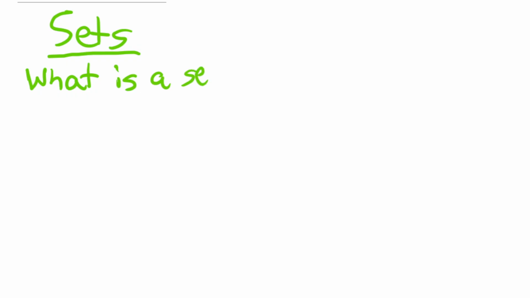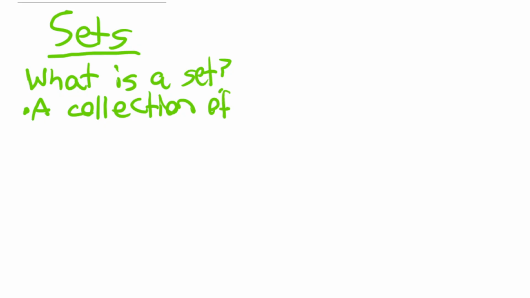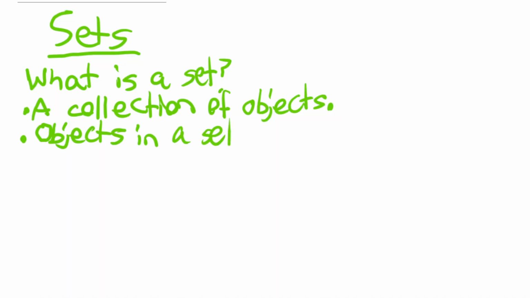So, the first thing we will look at in these mathematical proofs lectures is some fundamentals, and the first fundamental we will start with is sets. So what is a set? A set is a collection of objects. And objects in a set are called elements.